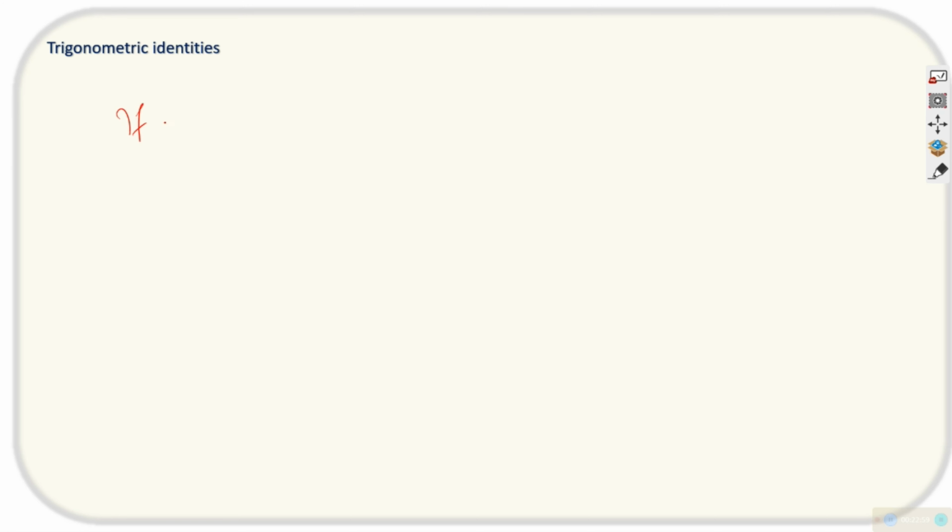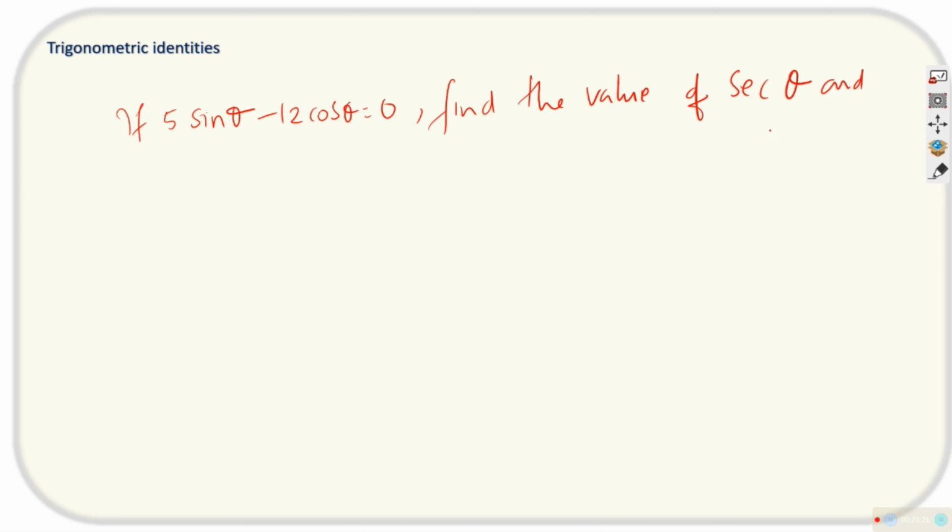If 5 sin theta minus 12 cos theta is equal to 0, find the value of sec theta and cosec theta. Such a question will also come. Sin theta and cos theta are given, and sec theta and cosec theta are asked.